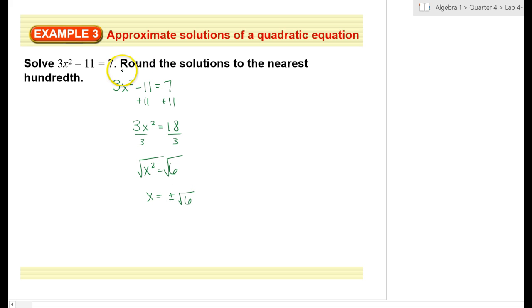But it tells me to round because 6 is not a perfect square. So when I plug in square root of 6 in the calculator, don't try to put in plus and minus, okay? With the plus and minus out front, I plug in square root of 6, I get 2.45 rounded to the nearest hundredth. So that is what x is, rounded to the nearest hundredth.